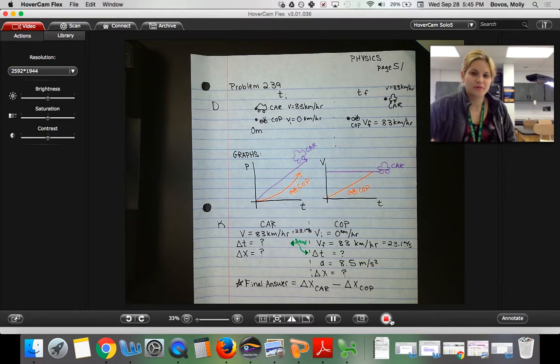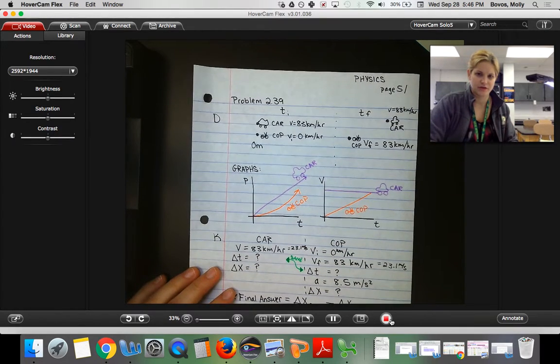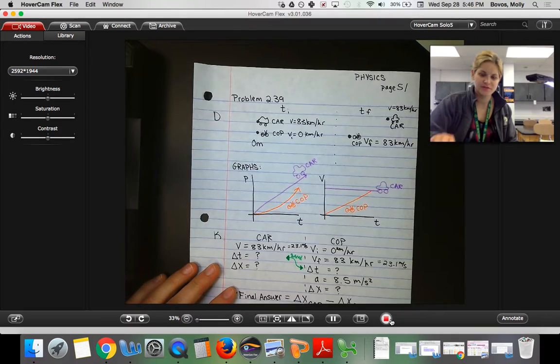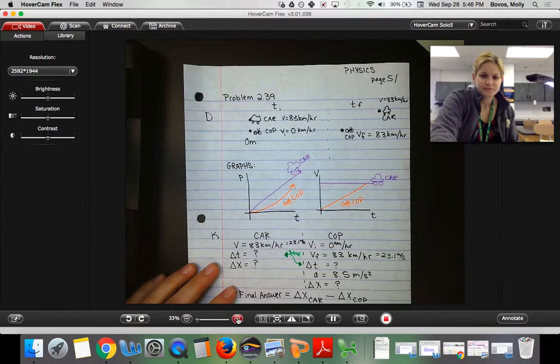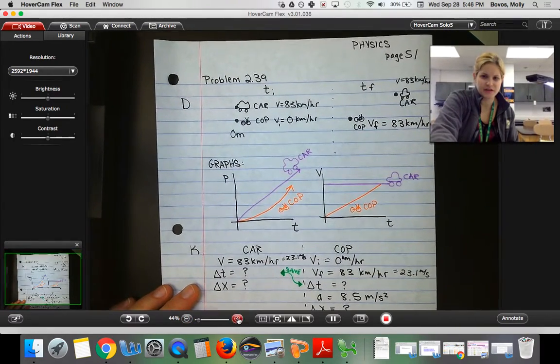Okay, so here's problem 2.39. This one I think is a little complicated just from getting the description. Putting the picture together might have been tricky for you. So let's go through that first. Looking at my picture, I did it a couple ways.